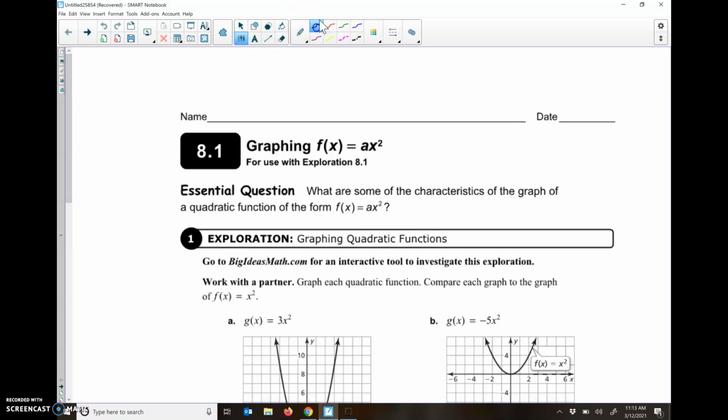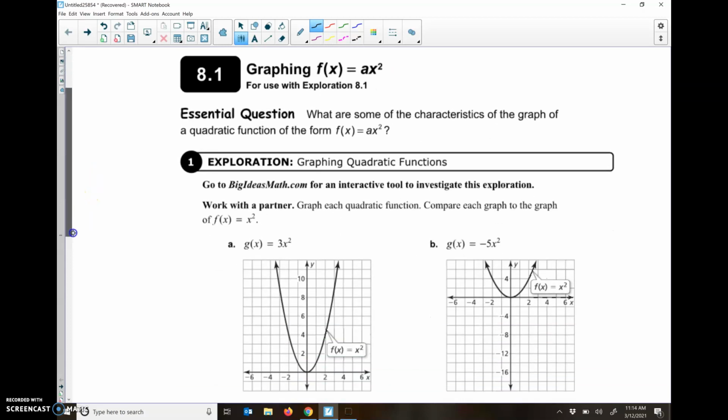Lesson 8-1, graphing f of x equals ax squared. So very similar, we've done this stuff before. Really the big difference from before is it usually said y equals ax squared. Otherwise, a lot of these terms should be review. We'll be talking about stretch and shrink and domain and range. There's a couple new terms that I'll throw at you, but most of this stuff should probably be review.